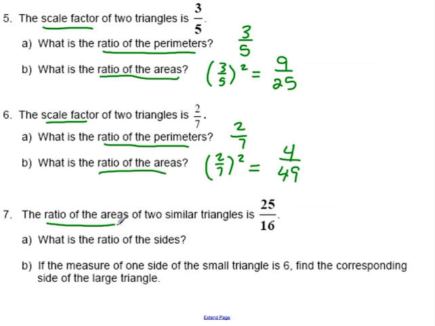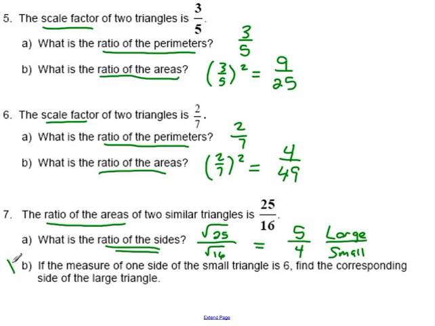All right, number 7. It gives me the ratio of areas, 25/16. Notice both of those are perfect square numbers. What's the ratio of sides? Well, I basically have to take the square root of 25 and the square root of 16. That's how I undo squaring. That would give me 5/4. So my ratio of side lengths is going to be 5/4. This means this is probably the large rectangle or triangle. This would be the small rectangle or triangle that we're dealing with, because obviously 5 is bigger than 4.